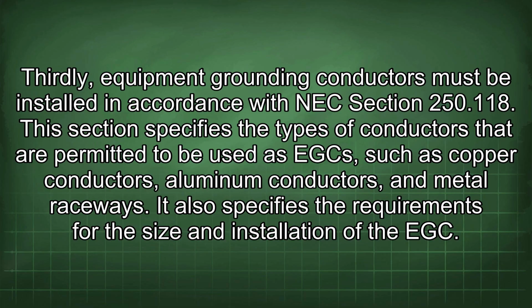Thirdly, equipment grounding conductors must be installed in accordance with NEC section 250.118. This section specifies the types of conductors that are permitted to be used as EGC, such as copper conductors, aluminum conductors, and metal raceways. It also specifies the requirements for the size and installation of the EGC.